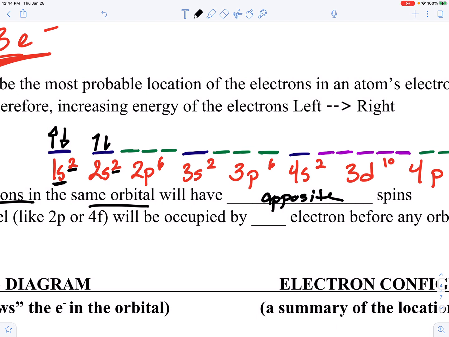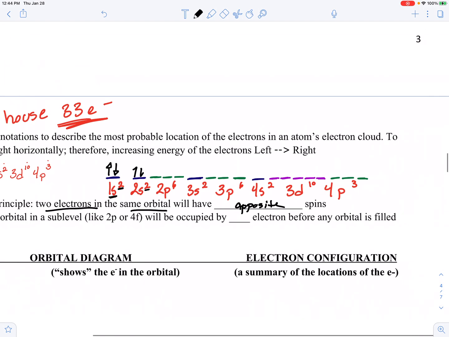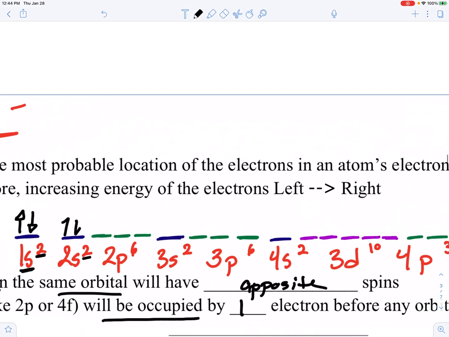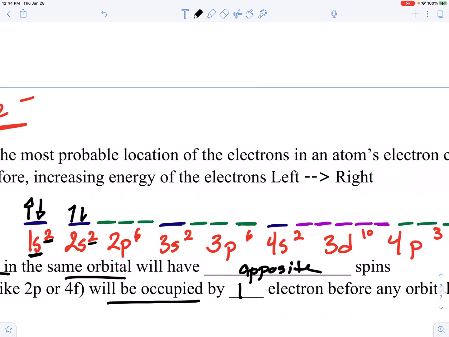For 2p6, due to Hund's rule, every orbital in a sublevel must be occupied by 1 electron before any orbital is filled with the second. So when I'm looking at 2p6, I see that there are 3 orbitals, or 3 bunk beds, and I've got 6 electrons. So it's going to be 1, 2, 3. I'm going to fill each one first, and then they start to double up, 4, 5, 6. So that's what each of those orbitals look like.